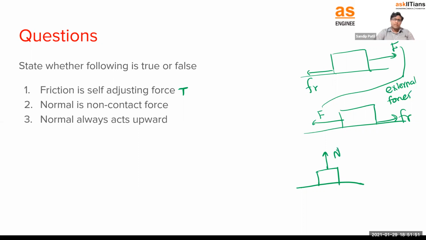So this is the normal force, and obviously, is there contact between those? Yes, that's right. So normal is a contact force. They have written it is non-contact, so we have to say this is not true. This is a false statement. Then, normal always acts upward. Yes, here we can see that normal is acting upward, right? If any object is kept on the table, it is acting upward.